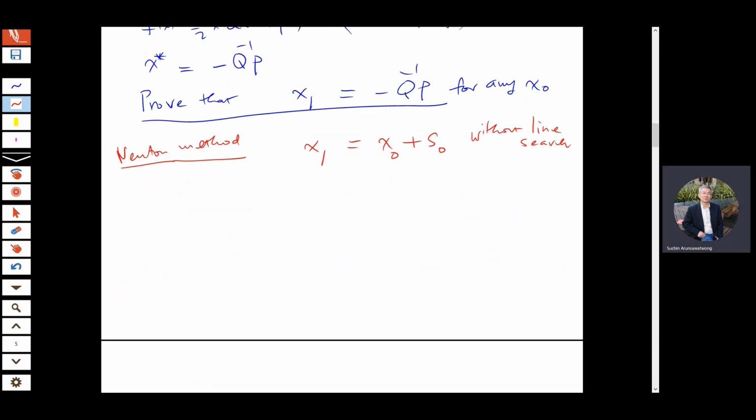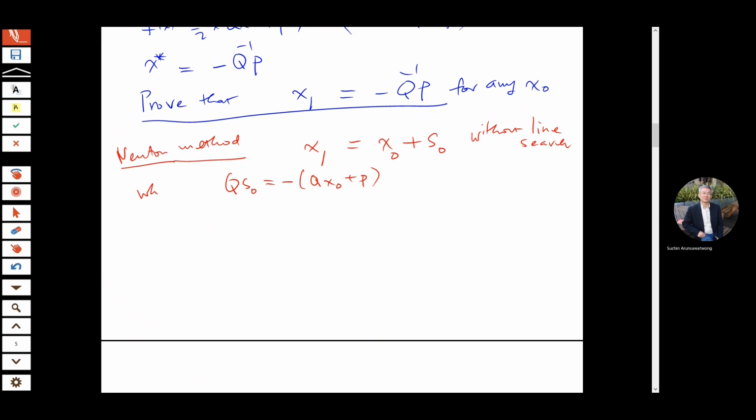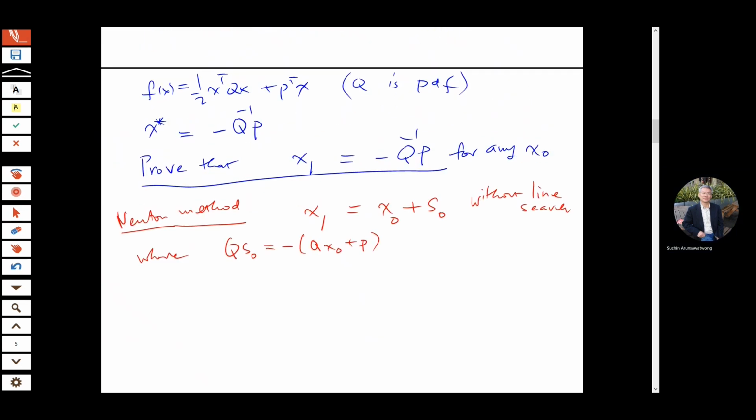So what is S? The direction S naught is given by Q, the Hessian matrix. Q S naught is equal to minus the gradient, Q x naught plus p, right? The Hessian matrix multiplied with S is equal to the minus gradient. Am I right? What happens then?